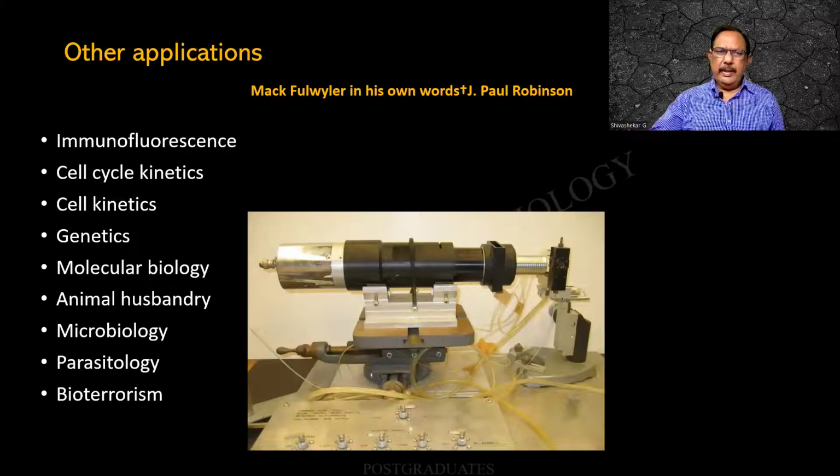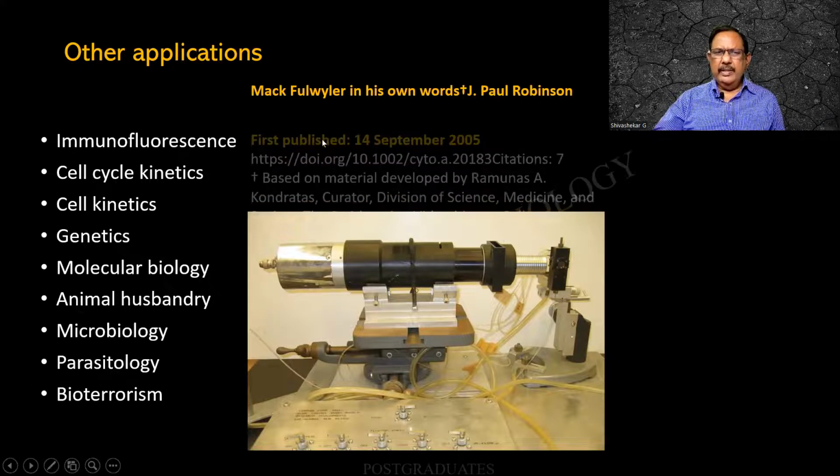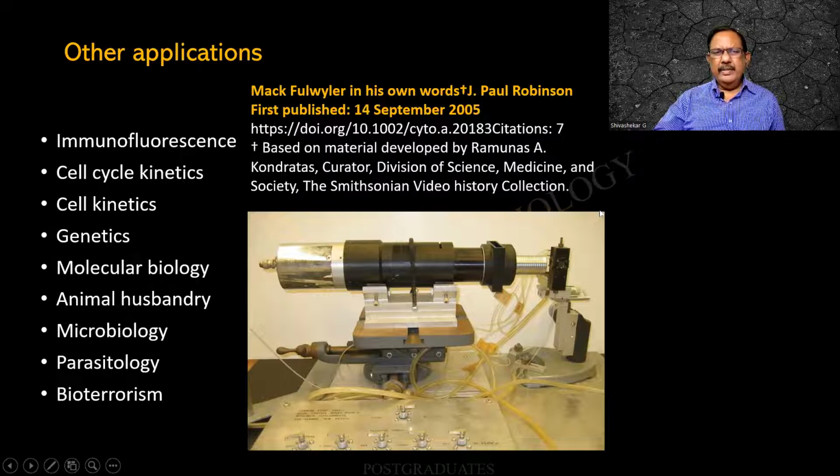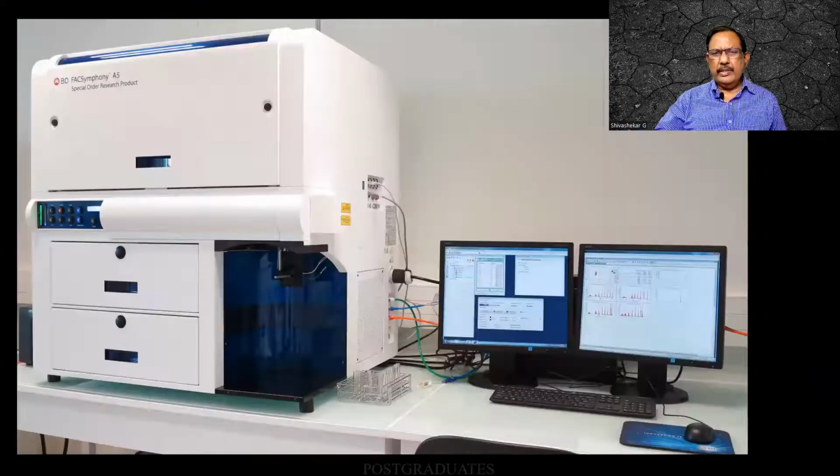So there can be other applications in cell kinetics, genetics, molecular biology, animal husbandry also, in veterinary, microbiology, parasitology, and my earlier topic of bioterrorism. I was surprised to find that flow cytometry has a usage here also. And this is the ancient flow cytometer that was originally designed by Macfield. And his own words are these. And this again is yet another reference. So look at the number of references I'm giving you people. Nothing is my own. Kindly go back to these.